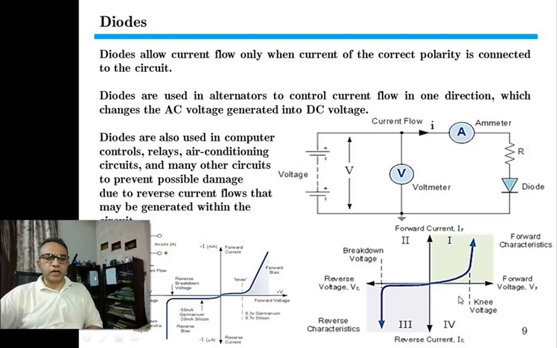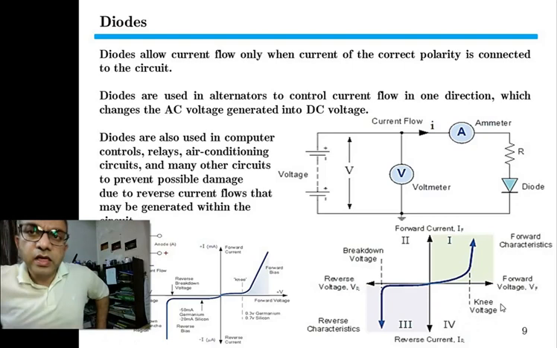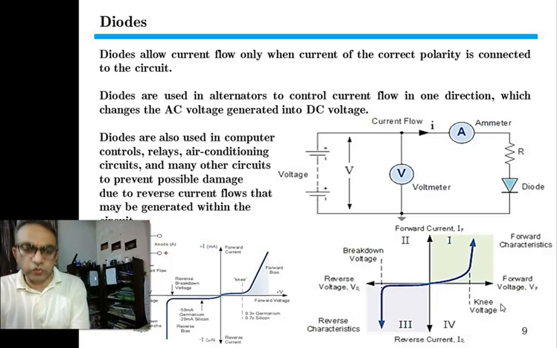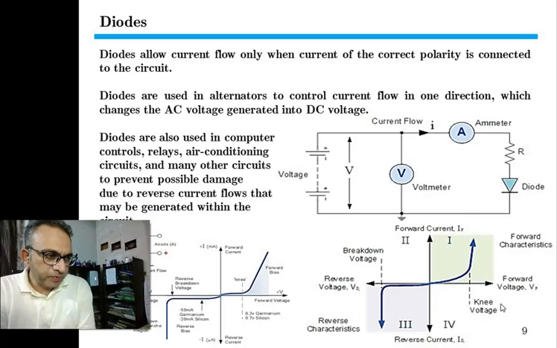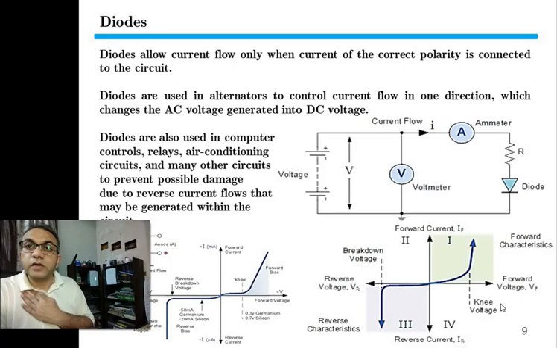Knee voltage in this book is the same as the depletion region voltage discussed in our previous course. So knee voltage is the same as the depletion region voltage. For a silicon diode, this knee voltage is equal to 0.7 volt, and for a germanium diode, this voltage is equal to 0.3 volts. Right. Now, let us come to the third quadrant.